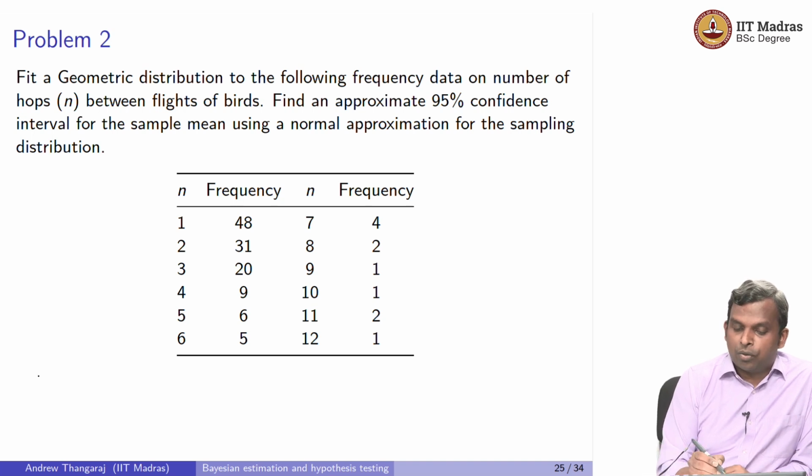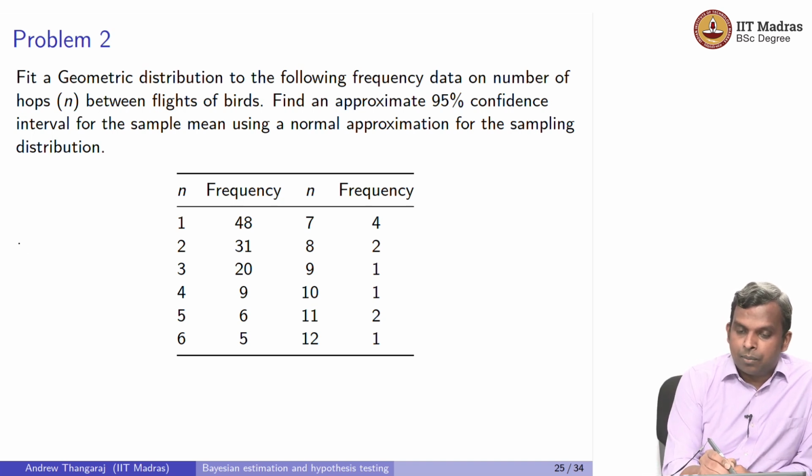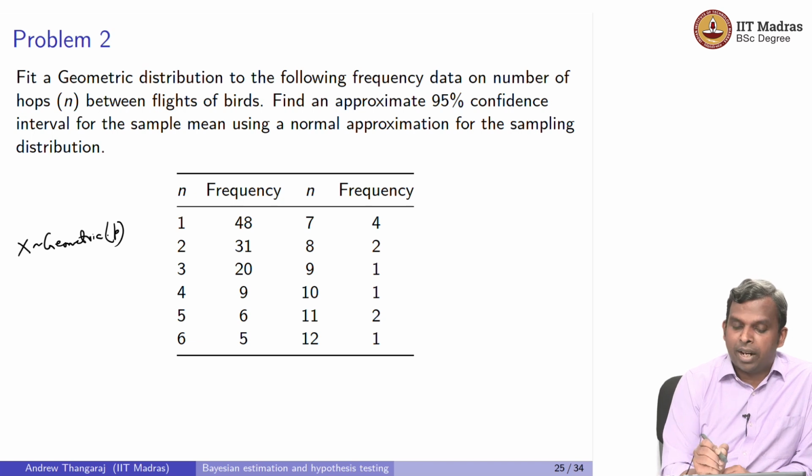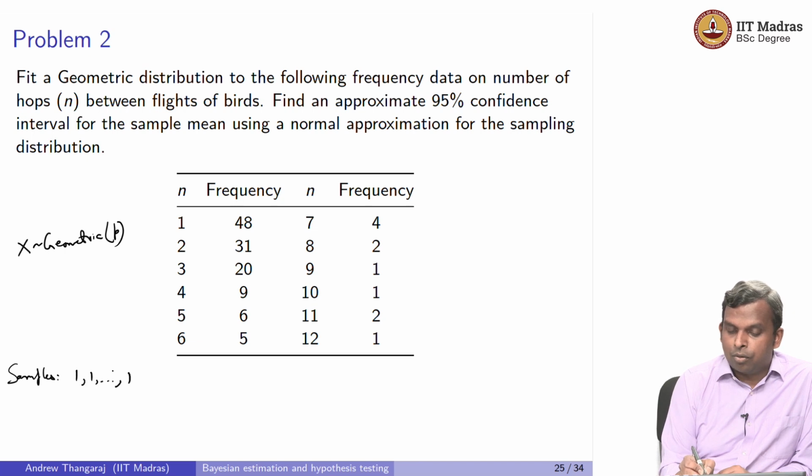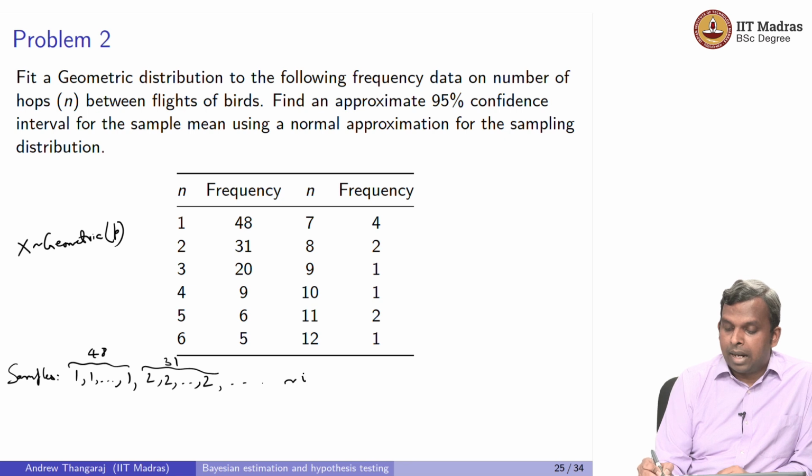So again, you should think of the x as being geometric p. Okay, p is unknown, we have to find it, and the samples are 1 occurring 48 times, like that, right? So 2 occurring 31 times, like that. So you can think of this like this. These are IID according to x. How do you find p?